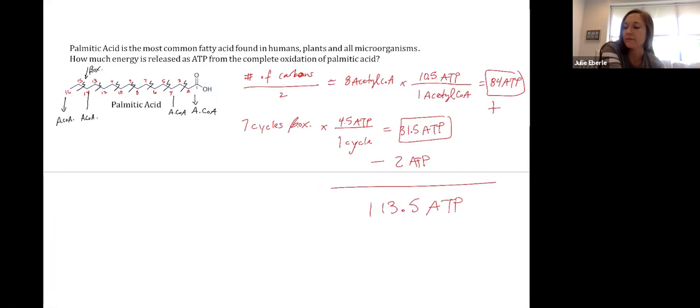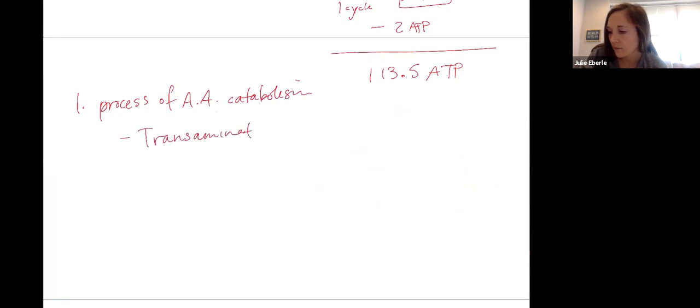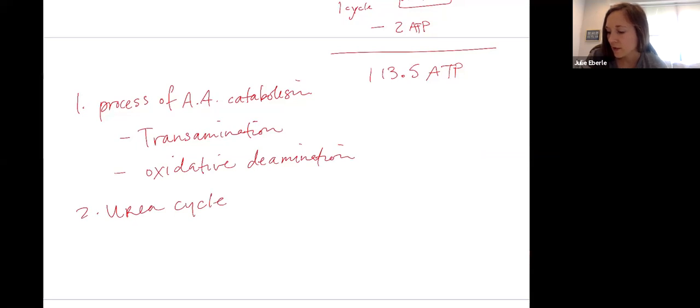From chapter 25, I'll just write down a couple things. Know the process of amino acid catabolism. That includes transamination, oxidative deamination, and know the urea cycle, which is technically like the third part. So I should have just said another little dash.